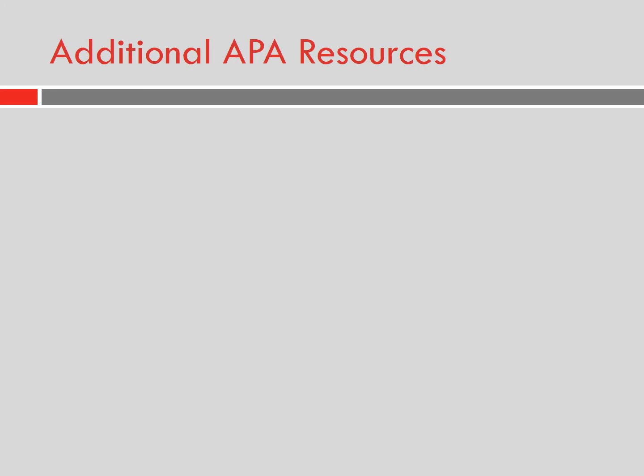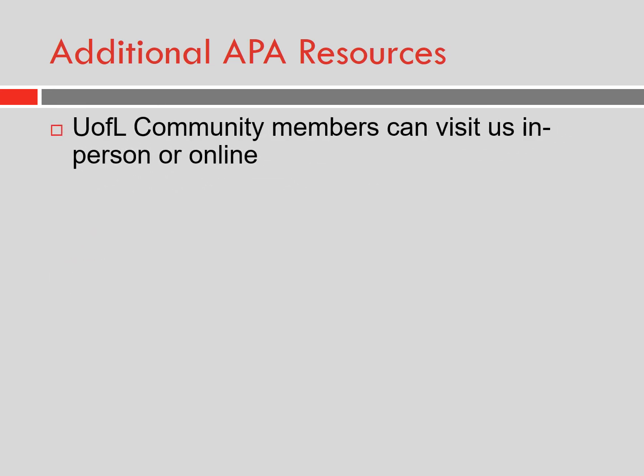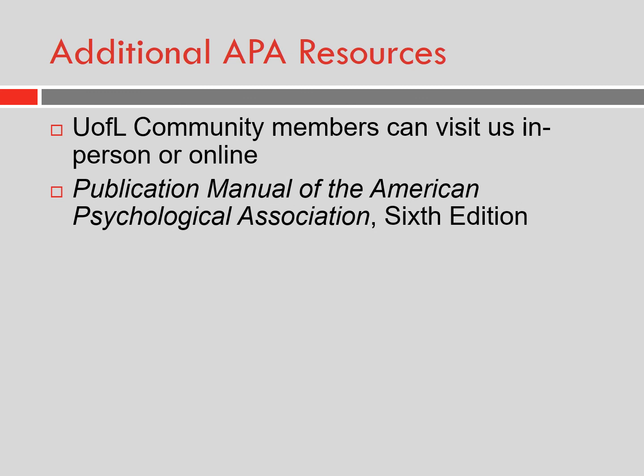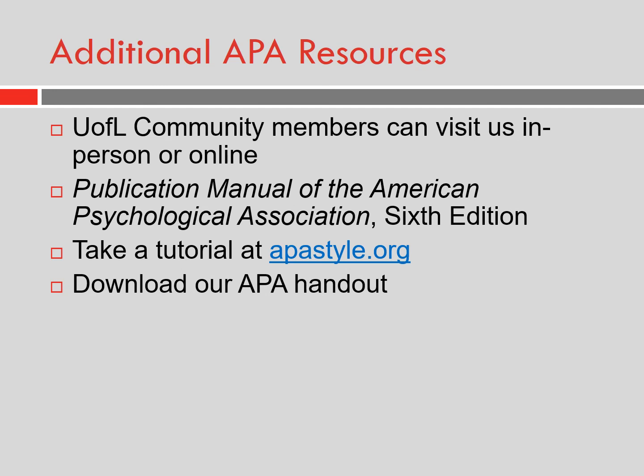For additional help on APA citations and style, you can visit the University Writing Center either in person or online. To do this, you simply need to make an appointment either through our website, over the phone, or in person. You can also refer to the Manual for APA, American Psychological Association, the 6th edition. You can take a tutorial at apastyle.org. And finally, you can download the APA handouts from the U of L Writing Center webpage.